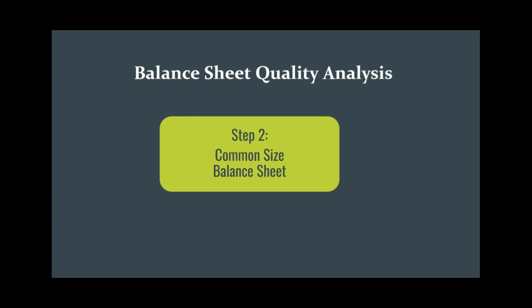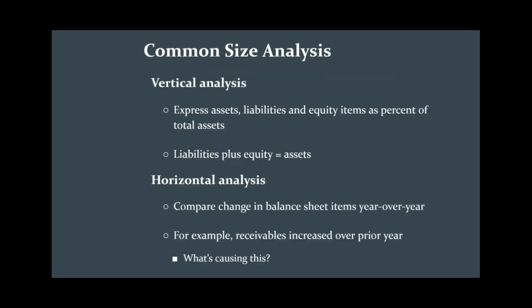Let's now look at step 2, where we do a common size balance sheet. Vertical analysis, you express assets, liabilities, and equity items as a percent of total assets, and liabilities plus equity equal assets. Horizontal analysis, compare the change in balance sheet items year over year. For example, receivables increased over prior year significantly. What's causing this? You'd want to look into that.